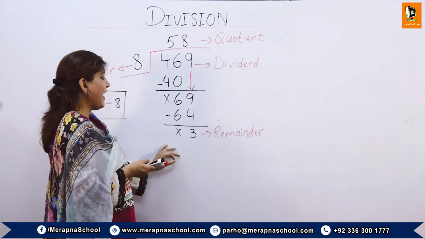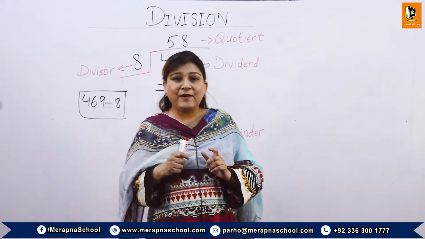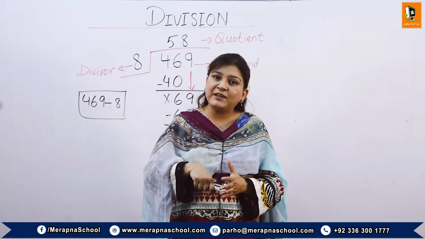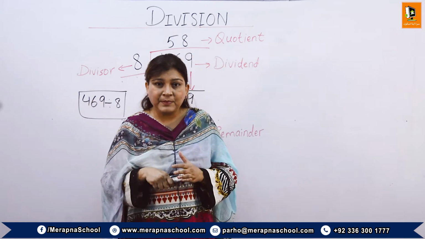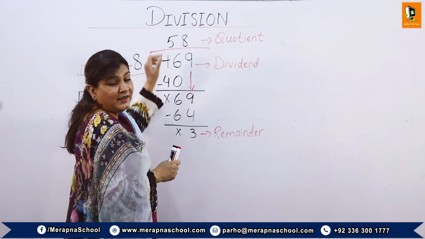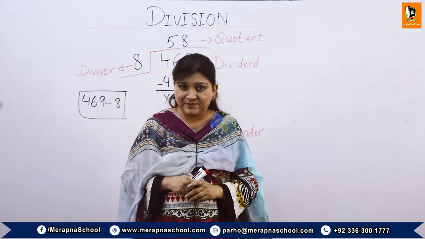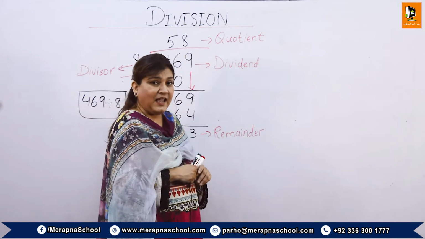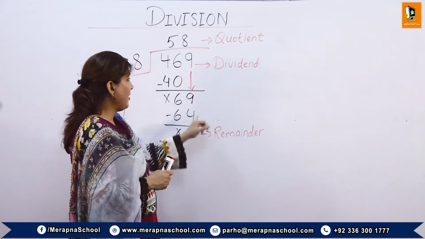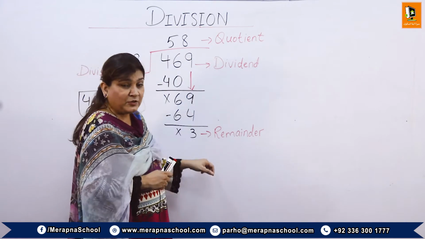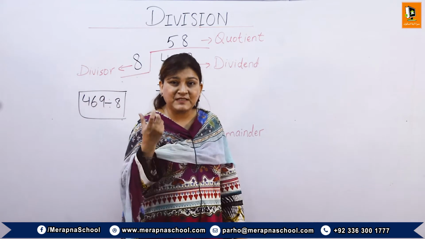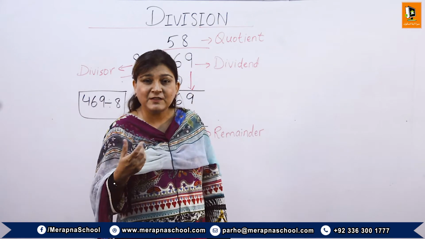Now, as you can see, I have already told you that dividend is a number which we are going to divide and divisor is the number by which we are dividing the dividend. Now, the answer which comes on the top, we write over here, is called the quotient. And the remaining number, 3, we cannot divide further because we do not have any number to copy. So, this will be called the remainder. Remainder means the number which remained and cannot be further solved.